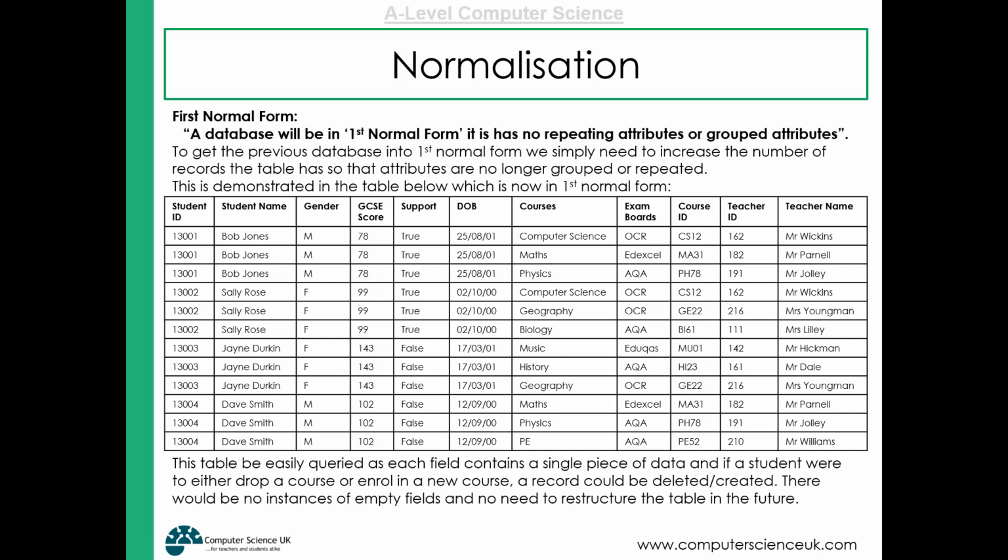Each field contains a single piece of data, and if a student were to either drop a course or enroll in a new course, we'd simply delete or create a record. So there'd be no instances of empty fields. We wouldn't need to reconstruct the table in the future. So this is an example of a database in first normal form.